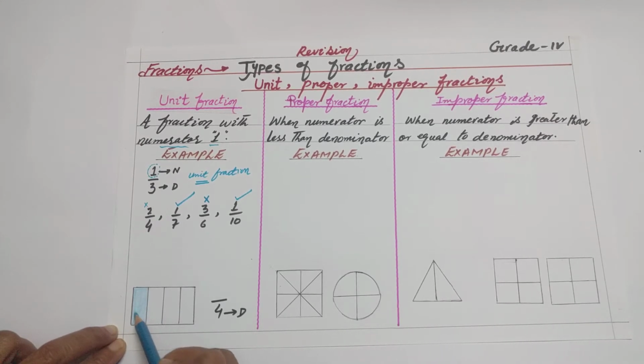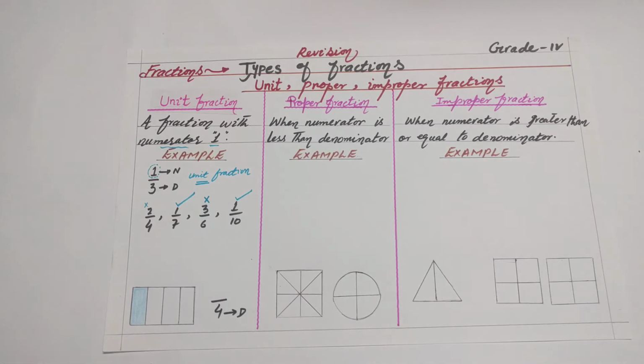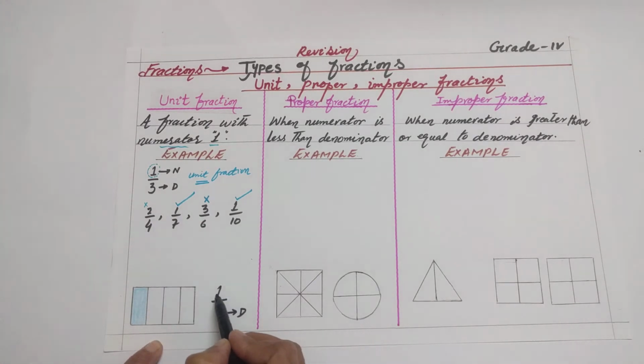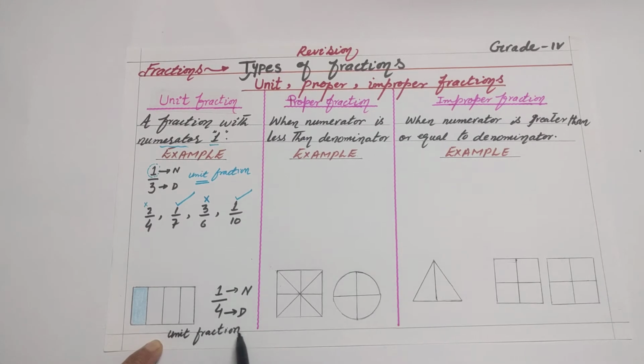It means from these 4 equal parts I have to use just one part. So if I use one part, then the numerator of this shape will be equal to 1. This is called the numerator. Now I have the fraction 1 by 4 according to this shape. 1 is the numerator and 1, 2, 3, 4 are the total equal parts. It means this is a unit fraction. This is a shape for a unit fraction.